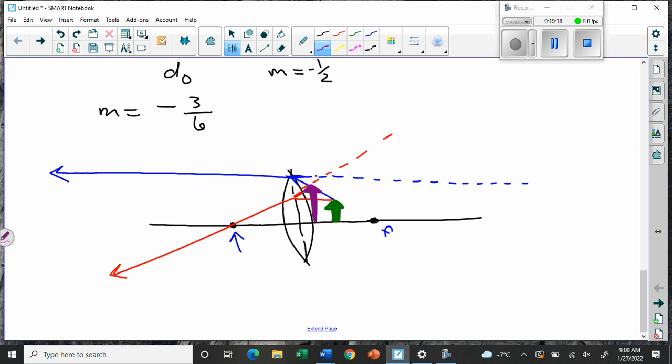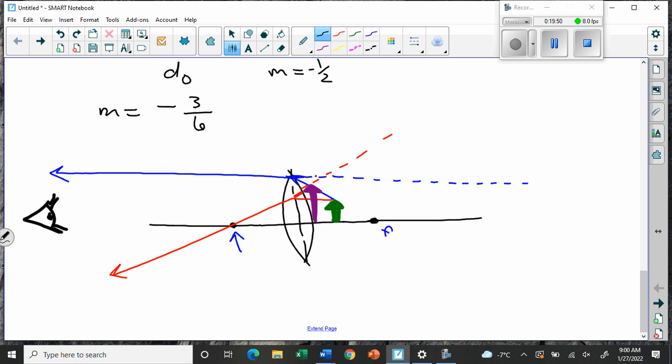But that's not a real image, is it? Because it's not formed by real crossing light rays. It's only formed by where we imagine the light rays to have come from. So an eyeball looking over here at these light rays, they wouldn't see the green object at all. Remember, this is the magnifying glass we talked about. What you would see is an image, which is the purple arrow, but it's a virtual image.